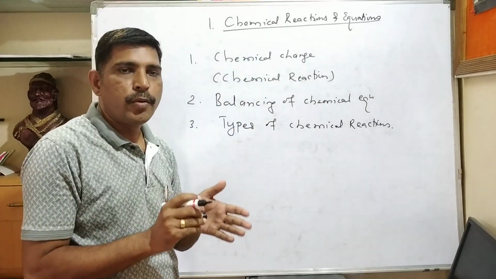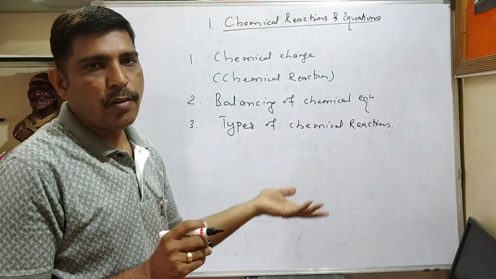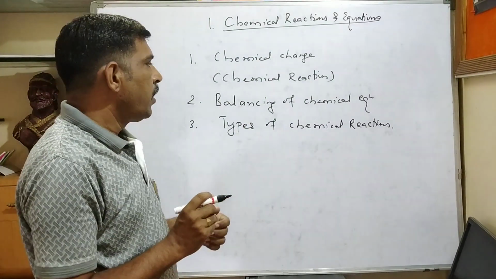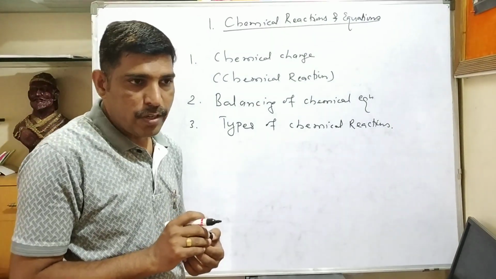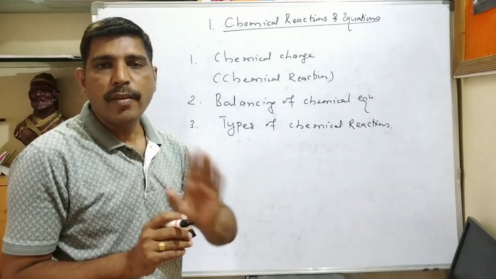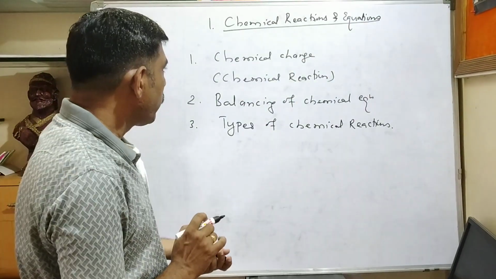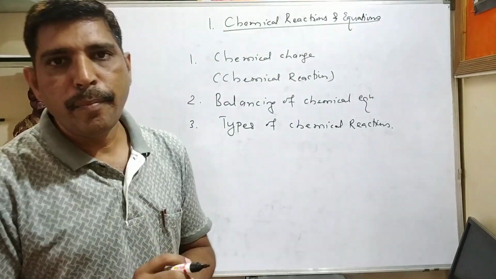So in this chapter we should know what we mean by chemical change, or what is a chemical reaction, and how to balance the chemical equation, and which are the different types of chemical reactions. Okay, so the first question is, what is chemical change?